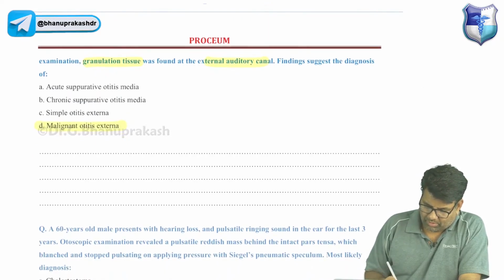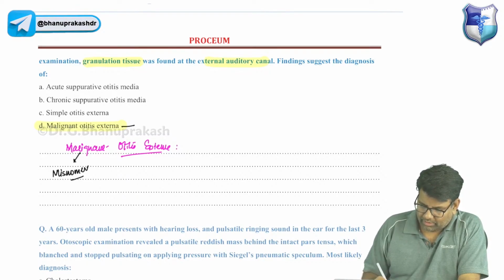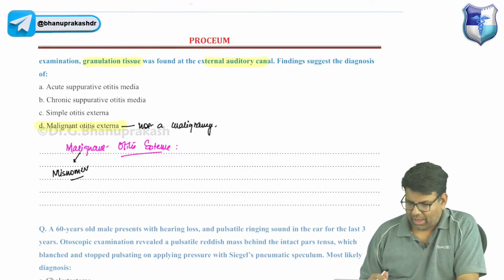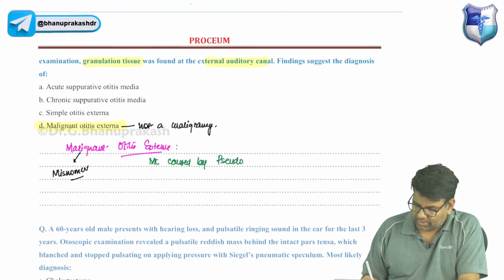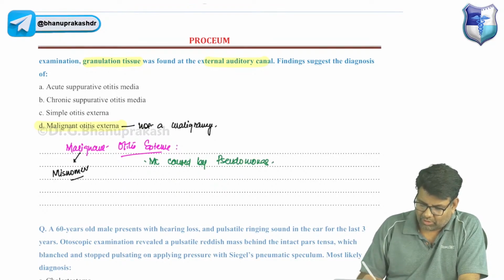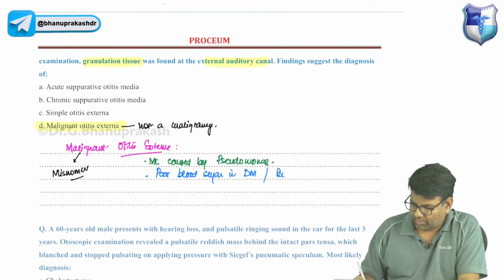Now here one should remember a few things about malignant otitis externa. We are getting this word malignant here, but this is actually a misnomer, right? It is not a malignancy. It is just that the infection is very severe. So we have used this word malignant, but it is not a malignant entity at all. This is most commonly caused by Pseudomonas, rightly said, and especially seen in cases of poor blood sugar control in diabetes mellitus or immunosuppressive conditions.